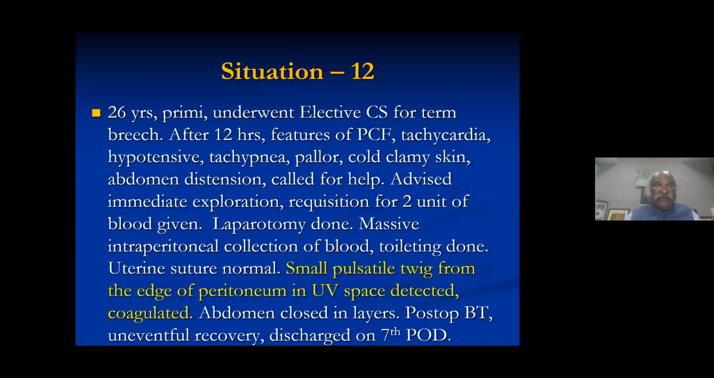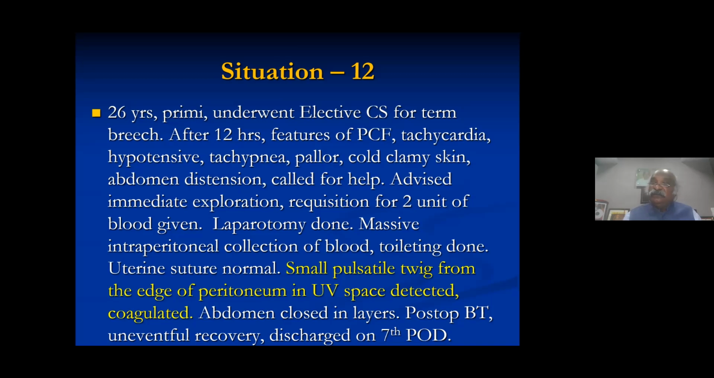But surprisingly, there was a massive intraperitoneal collection of blood. I did a good toileting and found that the uterine suture was normal. And a small pulsatile twig from the edge of the peritoneum in the intravesical space was detected.